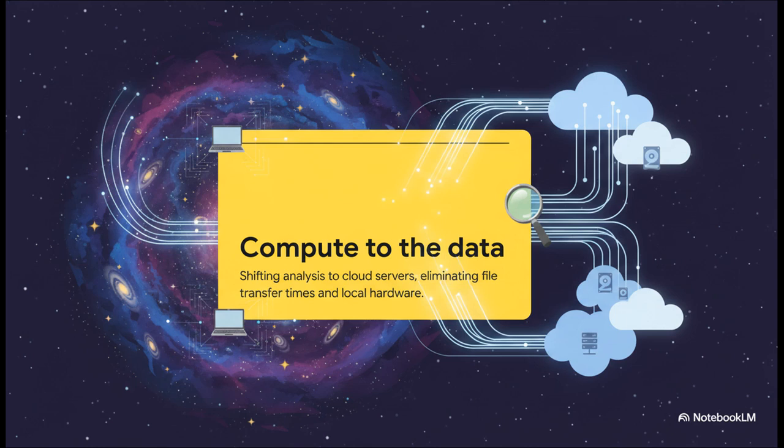If downloading the files is impossible, then instead of moving the universe to the scientist's computer, we move the scientist's computer into the cloud, right alongside the universe. By shifting the analysis to cloud-based servers where these massive datasets already live, we completely eliminate file transfer times. We're talking about saving scientists months of idle waiting. Plus, we entirely bypass the need for researchers to buy expensive, superpowered local hardware just to open a single file.